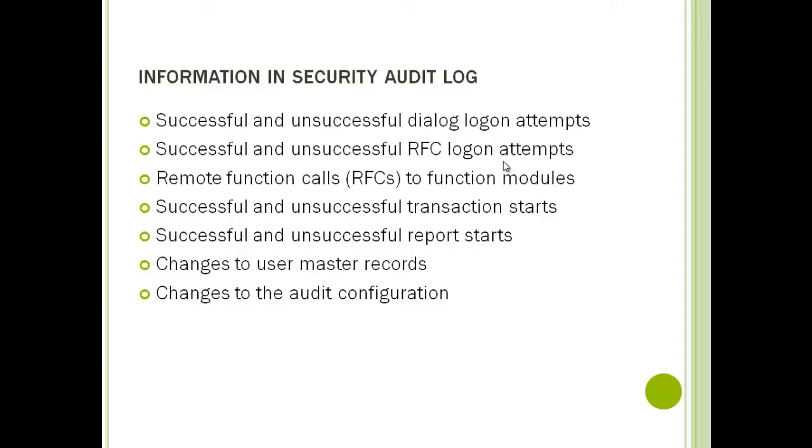When you create a new document in VA01, it will have the date and time stamp. So when you run a report from VA01 or VA03 to see which documents were created or changed by the specific user at a particular time, you get it from your application. The next one is successful and unsuccessful report starts. Same as for transactions, you will also get it for reports.